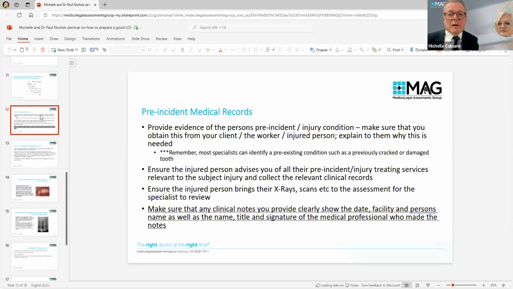Here we go. Yes, just emphasising the need for pre-incident medical records. If they're not there, then we just can't proffer a definitive opinion on causation, which is what the insurance company wants. So if there's none there, you've got to make an effort to get them and prove you made an effort to get them. For instance, a lot of patients had all their work done in Iran or Iraq or in Vietnam, and they just can't get their records.